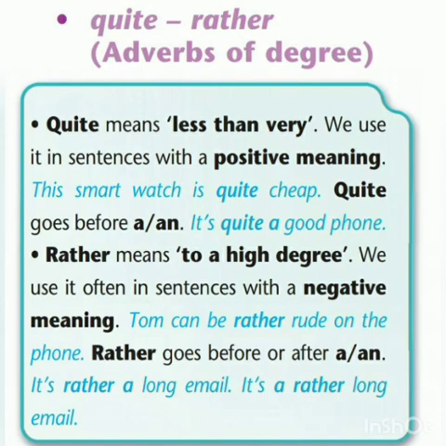And what is an adverb of degree? Quite, rather. Quite means less than very. We use it in sentences with a positive meaning. This smartwatch is quite cheap. Quite goes before a or an. It's quite a good phone. Rather means to a high degree. We use it often in sentences with a negative meaning. Tom can be rather rude on the phone. Rather goes before or after a or an, so it doesn't really matter. For example, it's rather a long email. It's a rather long email.